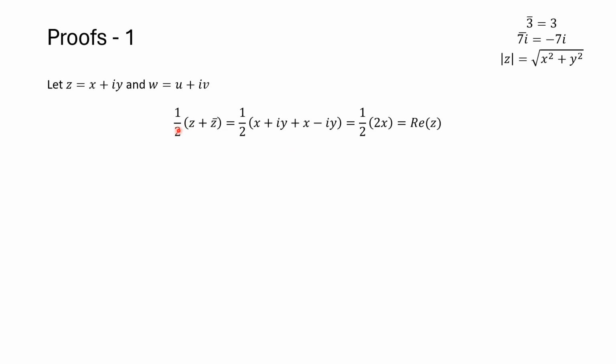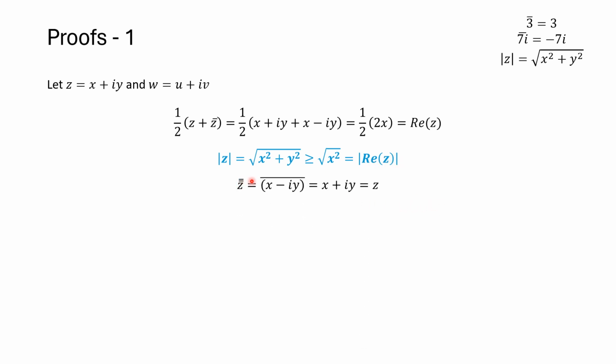Okay, so the first one is 1/2 z plus its conjugate, and we write that out. You see where the imaginary parts cancel, and we get 1/2 2x, and that just equals the real part of the complex number. So the second one is the modulus of z, by definition, equals the square root of x squared plus y squared. And since y squared is a real number squared, it's positive, which means this whole quantity here is bigger than this, and the square root of x squared is, by definition, the absolute value of the real part of z.